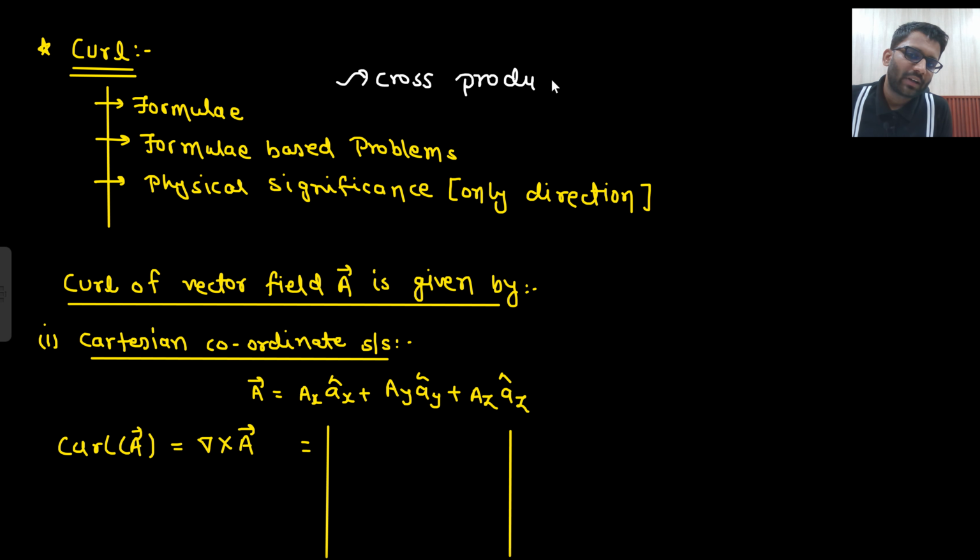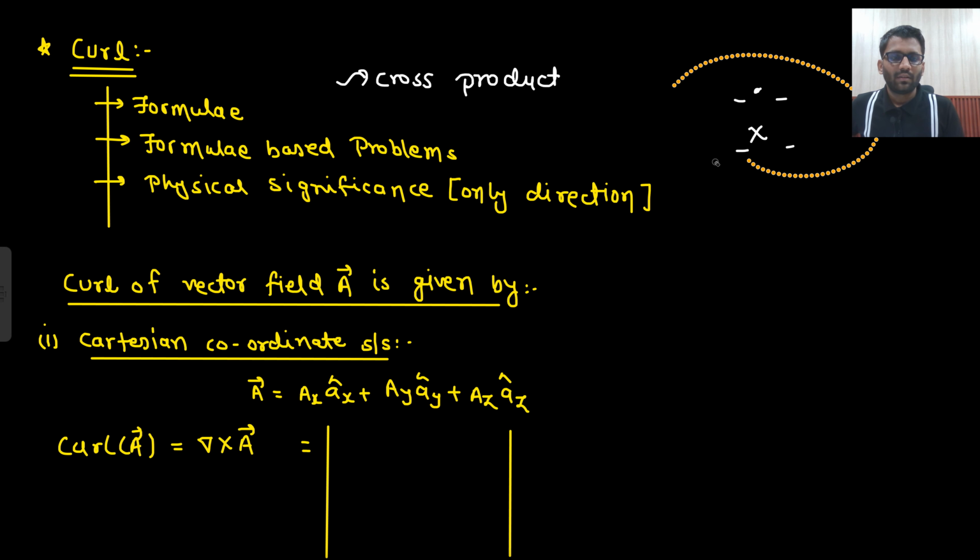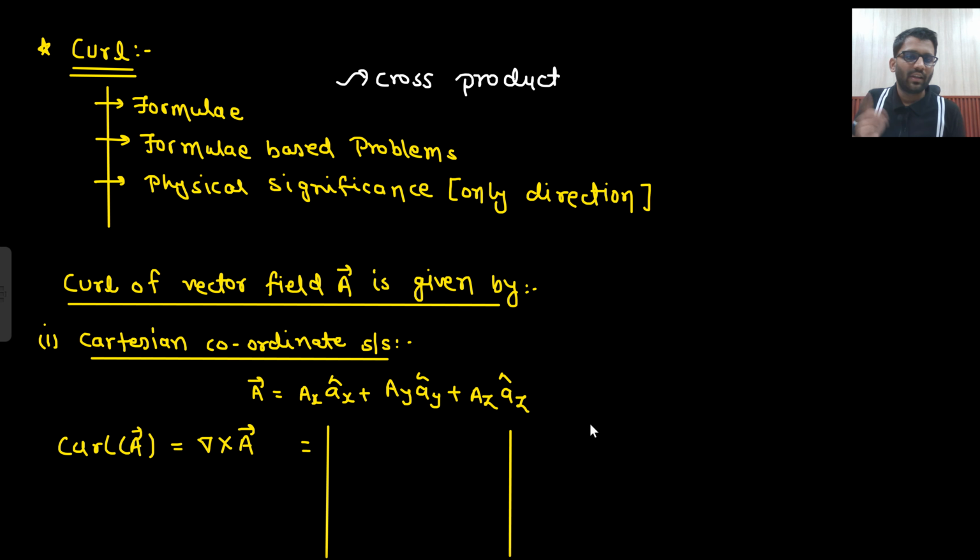And if it is showing cross product, that means it has to be applied on a vector quantity, because dot product and cross product both are applied on vector quantity only. So one vector quantity we are already having, that is your del operator. The other vector quantity would be some vector field. So del cross A. And what is the final output of a cross product? A cross B, that will be a vector only. So the final output is a vector.